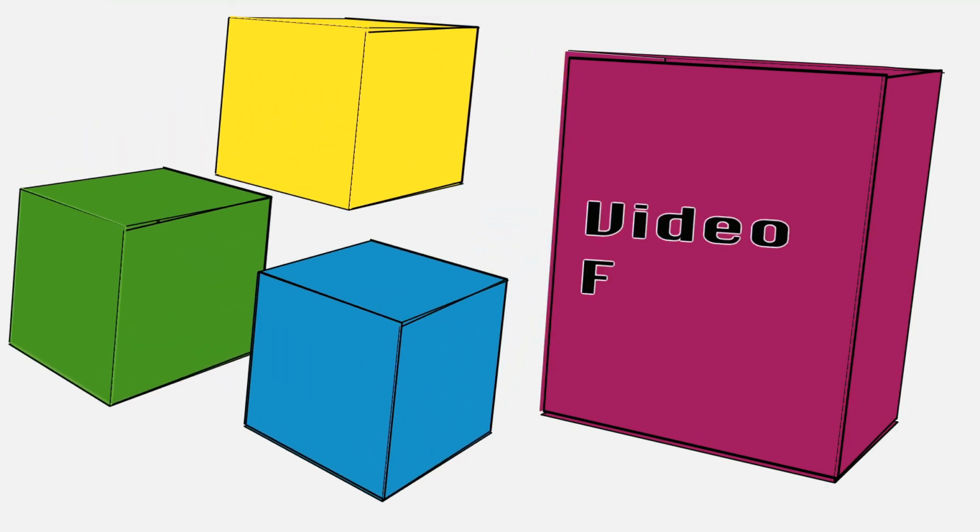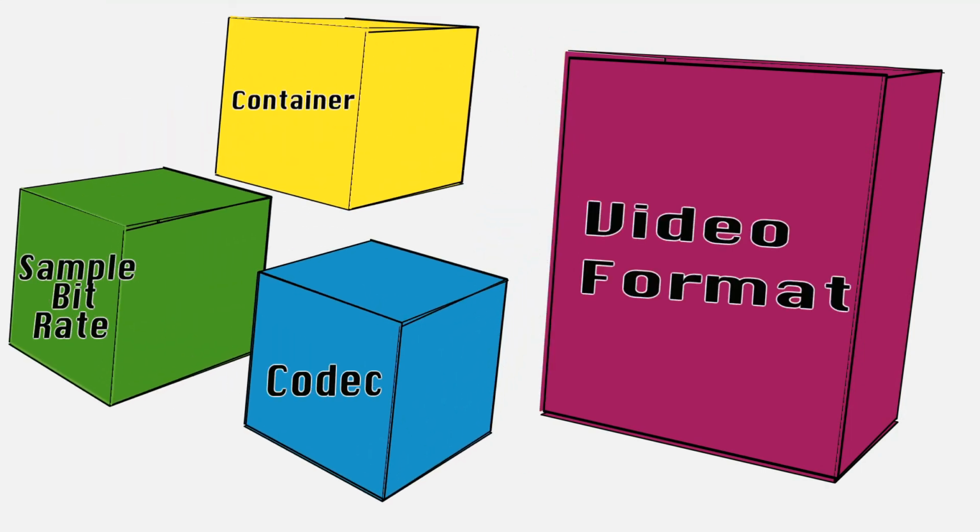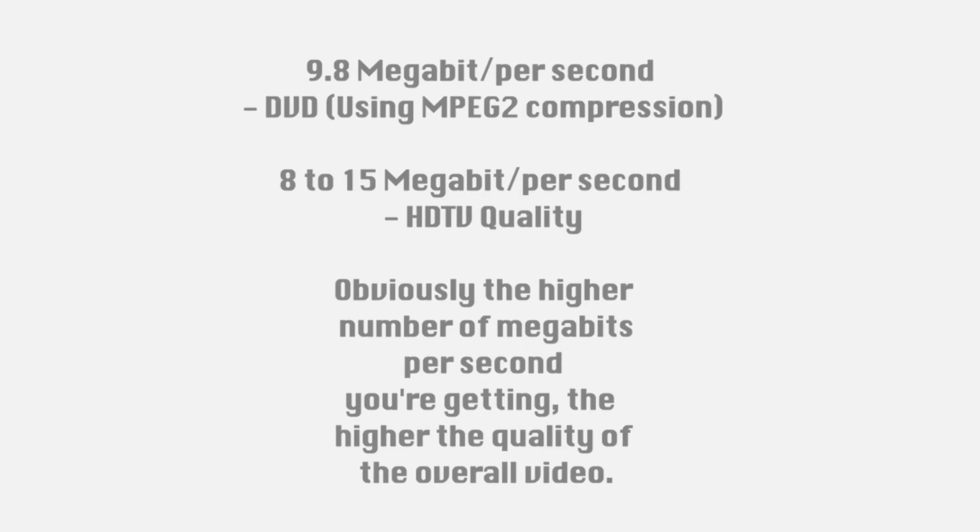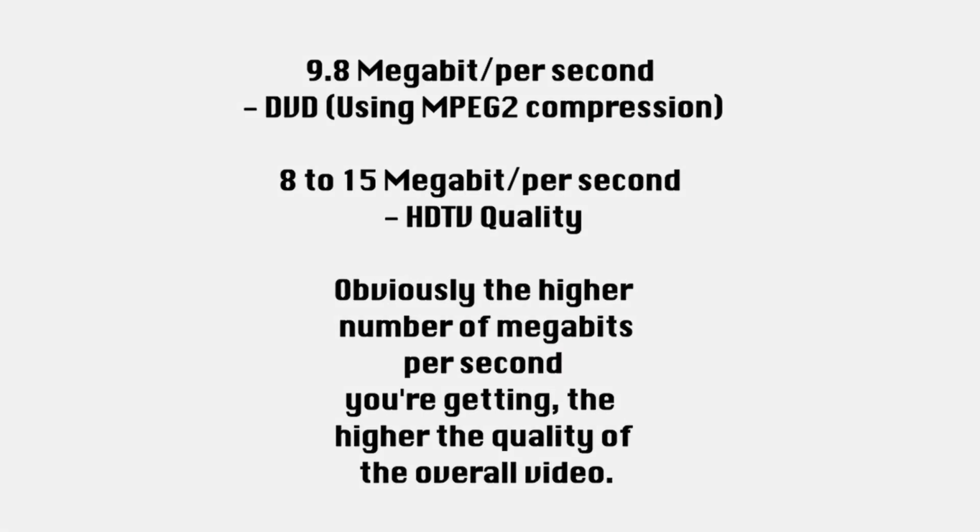To give a basic understanding of sample bit rates, they are a part of a video format along with its container and codec. Some of the most common bit rates are 9.8 megabit per second, which is a DVD using MPEG-2 compression, and 8 to 15 megabit per second, which is high definition TV quality.